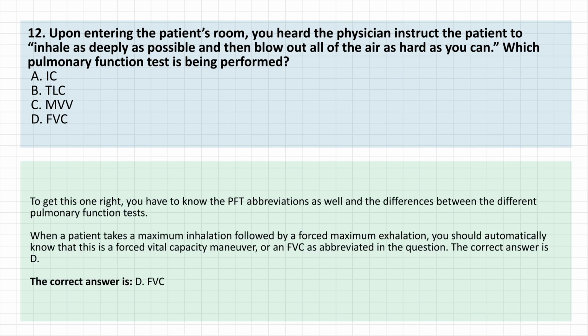FVC. To get this one right, you have to know the PFT abbreviations as well as the differences between the different pulmonary function tests. When a patient takes a maximum inhalation, followed by a forced maximum exhalation, you should automatically know that this is a forced vital capacity maneuver, or an FVC as abbreviated in the question. That means that the correct answer has to be D, FVC.